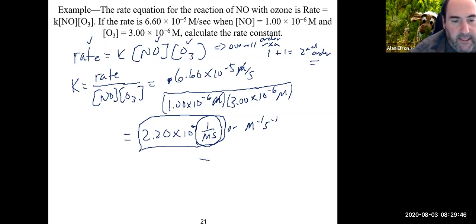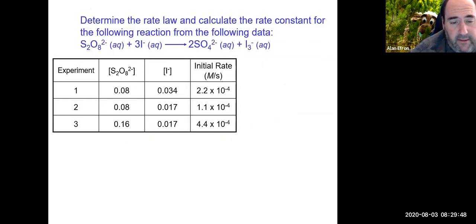Okay, so let's take a look at one where you actually do need to use the table here to figure out the rate law. So why don't you take a few minutes here and figure it out. Based on the information provided in the table, you want to determine the completed rate law. So you want to figure out what the rate law is with the orders. You also want to figure out the value of the rate constant.